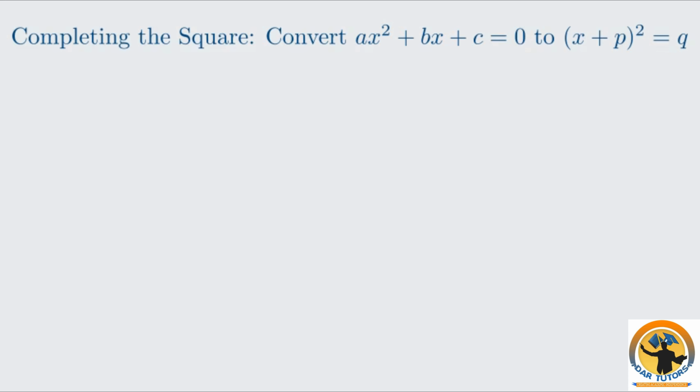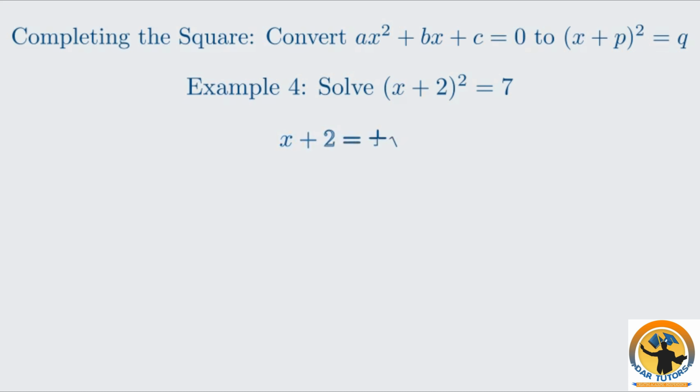Let's start with a simple example where the square is already complete. Solve the equation the quantity x plus 2 squared equals 7. To isolate x, we first take the square root of both sides. Remember, when you take a square root, you must consider both the positive and negative solutions. So x plus 2 equals plus or minus the square root of 7.